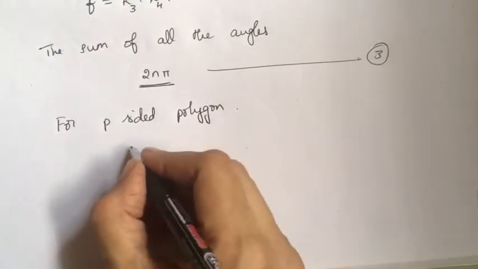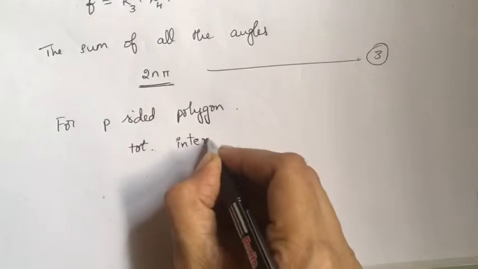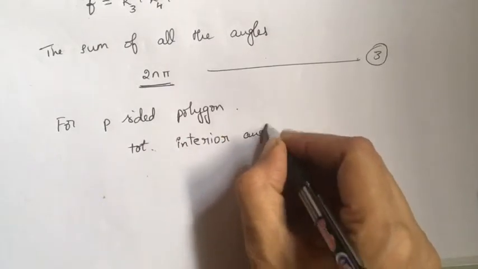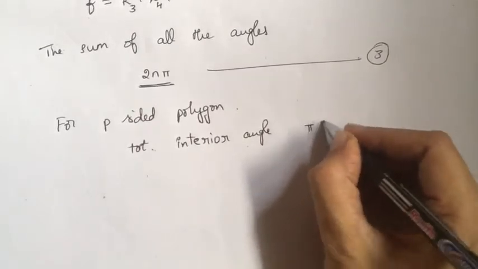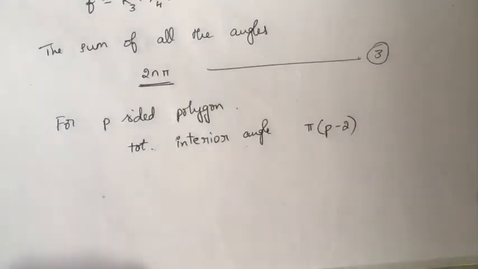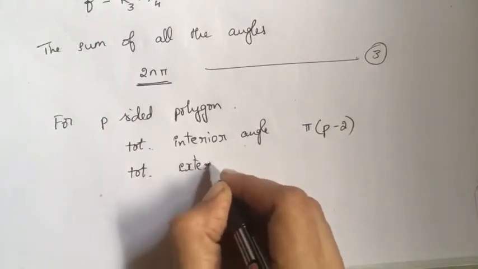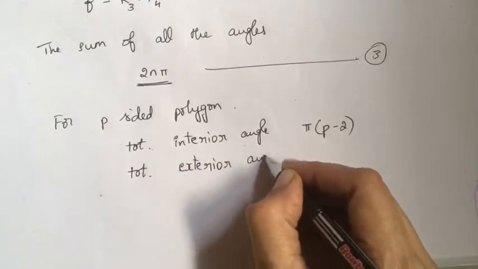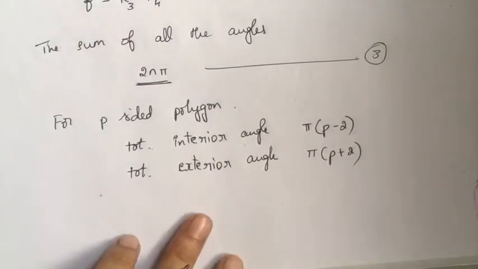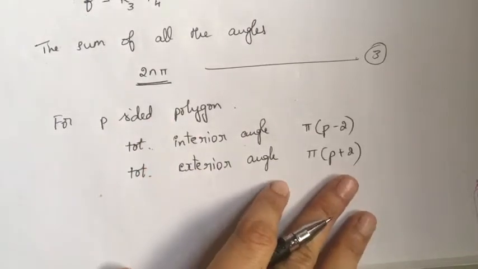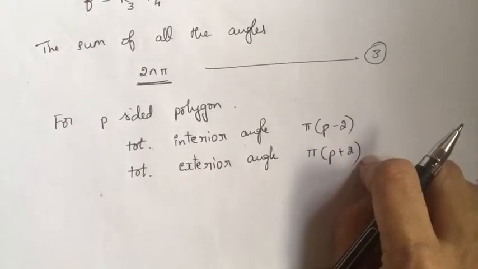the sum of all interior angles is nothing but pi into p minus 2. And the sum of all exterior angles is pi into p plus 2. Now I am using these two formulas to calculate the total sum: the sum of interior angles plus the sum of exterior angles.